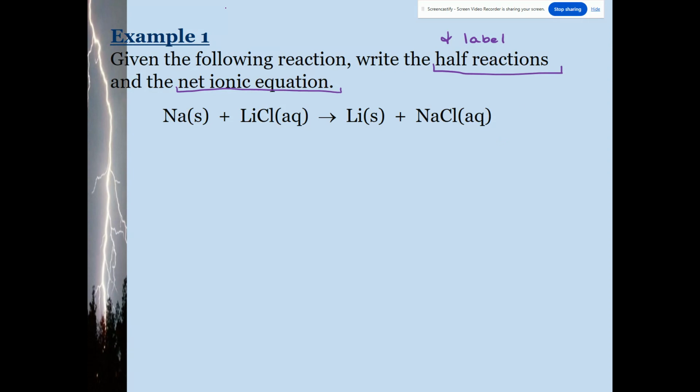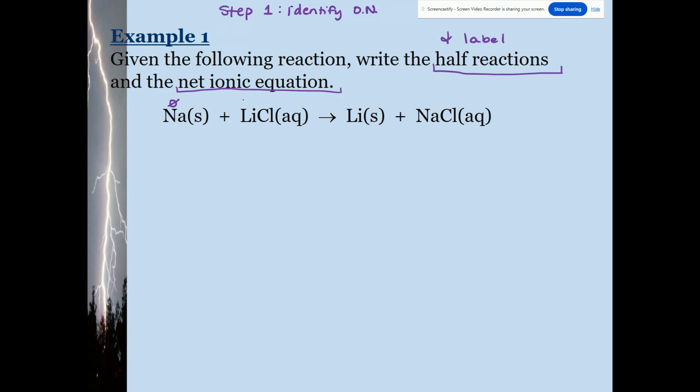Step one, in order to do that, if we want to write out steps, is to identify oxidation numbers. Oxidation numbers, again, being their apparent ion charge. So I'm starting with sodium in its atom form. So it's starting with an oxidation number of 0. I'm reacting it with ionic compound lithium chloride. So that means that this will dissociate into free lithium ions and free chloride ions.